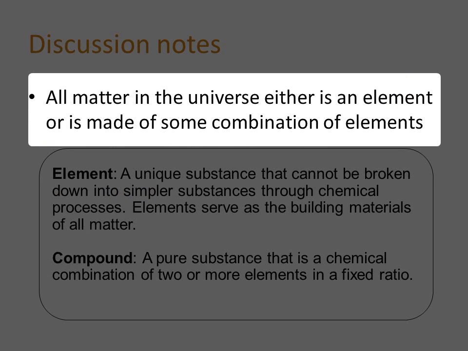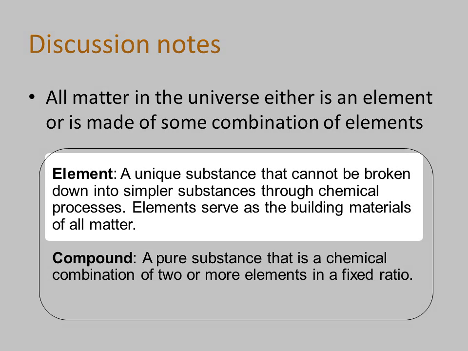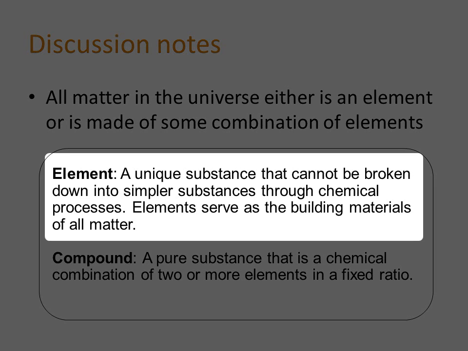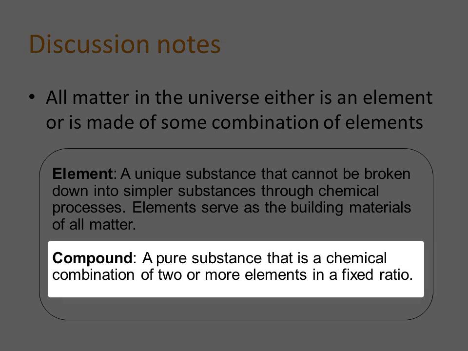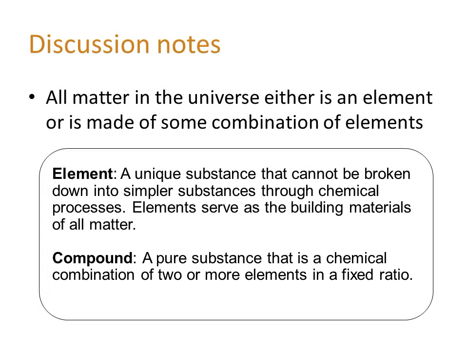All matter in the universe either is an element or is made of some combination of elements. Elements can be thought of as the building material for matter. There are approximately 114 known elements, each represented by a symbol. A substance that consists of two or more elements bound together is called a compound.